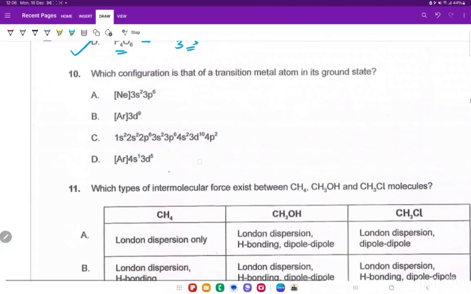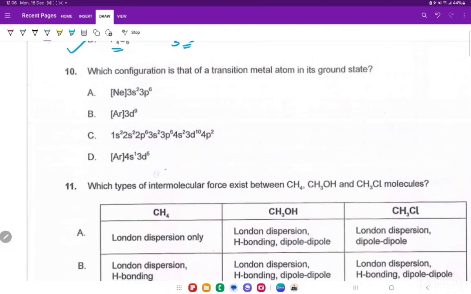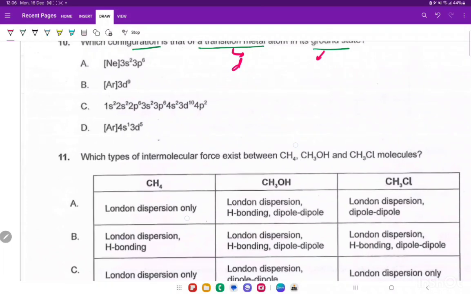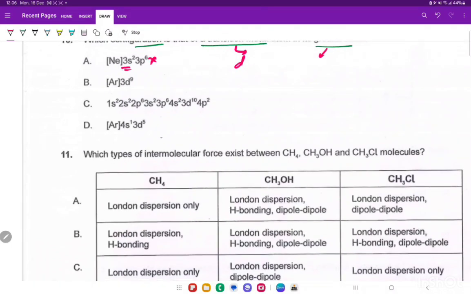Which configuration is that of a transition metal atom in the ground state? I want a transition metal atom in the ground state. So what should a transition metal be? It should have d orbitals incompletely filled, and in the ground state the 4s should be completely filled. Neon 3s2 3p6 cannot be a transition metal. Ar 3d9, where is 4s? There is no 4s, hence also not a transition metal. It is in an excited state of a transition metal.